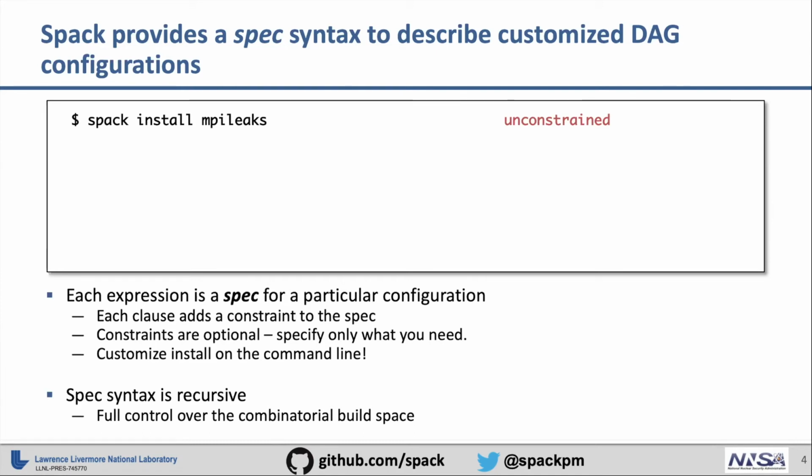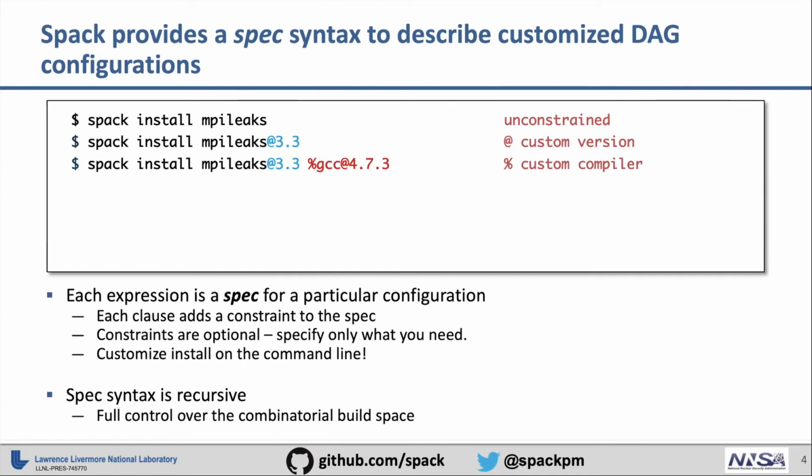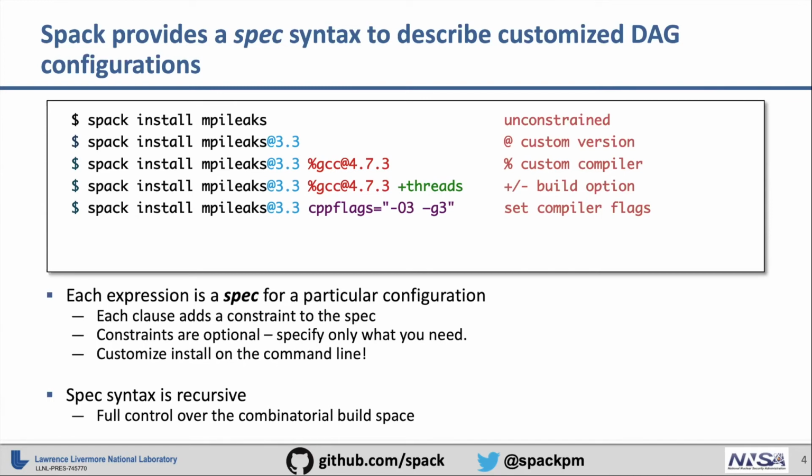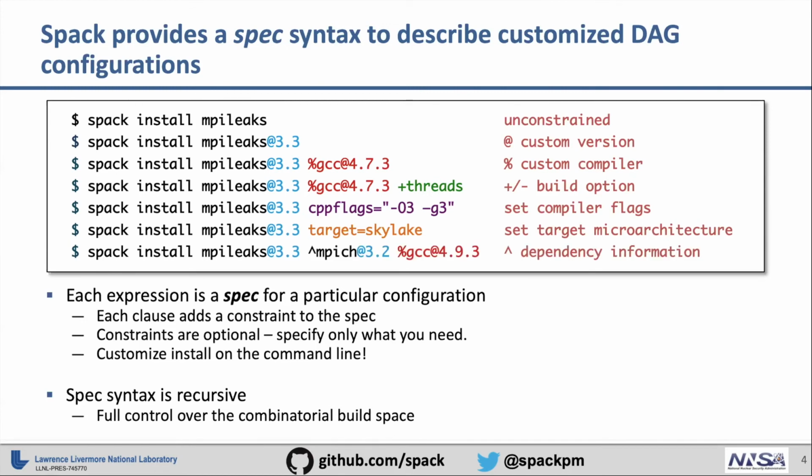I don't care how, make sure it's installed. You can be specific about the versions. You can say what compiler you want it installed with. So you can say install with GCC at a particular version. You can say I want a particular build option. You can inject flags into the build if you want. You can say what particular microarchitecture target you want. And that's all recursive, so you can say that about dependencies too. You can say I want mpileaks built this way. I want mpich built this way, or I want it built with mpich instead of OpenMPI, things like that.